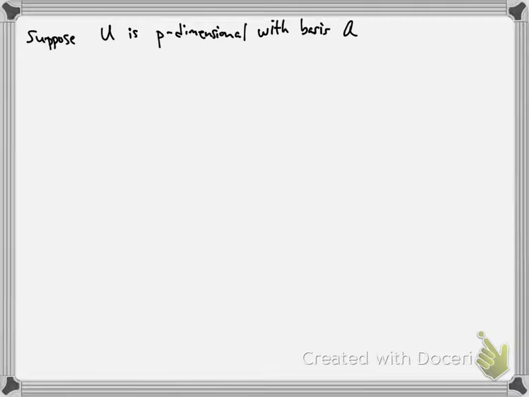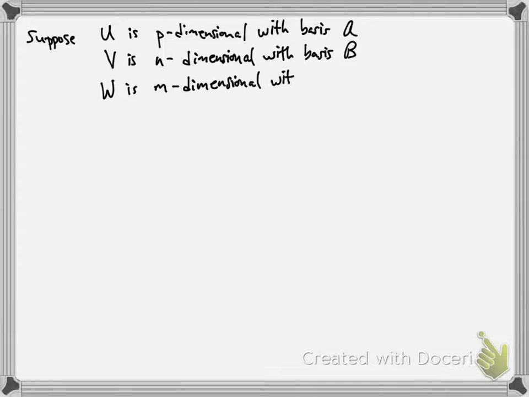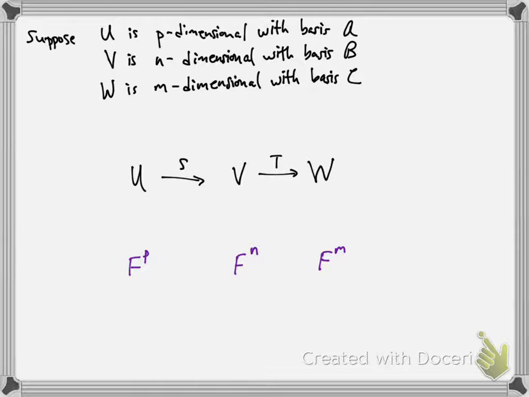Now suppose all these spaces are finite dimensional. So U is p-dimensional with basis A, V is n-dimensional with basis B, and W is m-dimensional with basis C. Then I again have this diagram of maps and spaces, S going from U to V, T going from V to W. But now I can identify, using the coordinate map, U with F^p, V with F^n, and W with F^m, using the coordinate maps that we talked about.